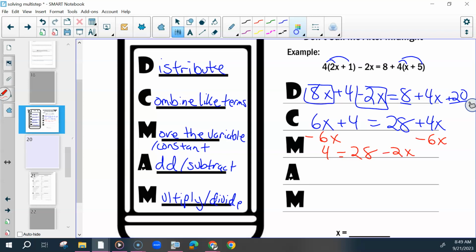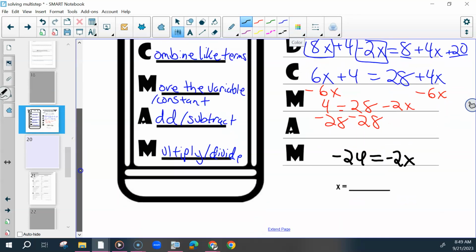When we have variables on the same side, our goal is to get all the variables on one side and the constants on the other. So we move the variables to the right. Now we have to move the constants back to the left. So we have to get rid of 28. So after you combine your like terms, you move one thing by adding or subtracting, and then move the other by adding or subtracting. So we kind of did this twice. And then we could divide.